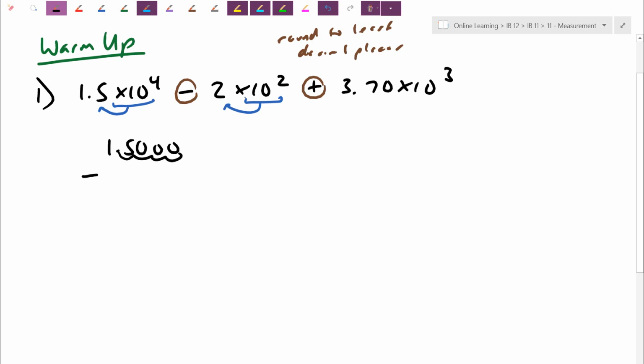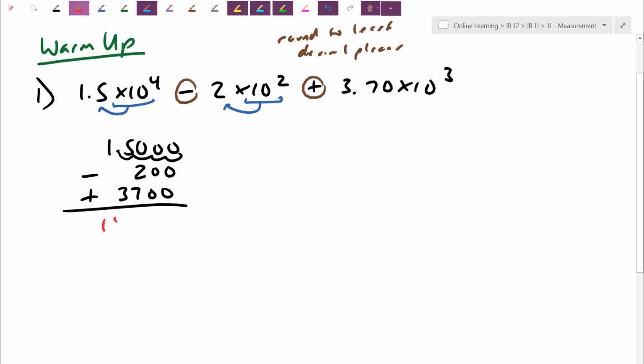Do a minus with 2 times 10 to the 2, so that number here is 200, and then 3.70 times 10 to the 3, so that means 3,700 there. Normally when you're doing this, you wouldn't do a minus and a plus directly, but again, I'm going to have my calculator so you can just punch it in fairly easily. So that's the brute force method. 15,000, I'm going to minus off of 200, add a 3,700, and I get 18,500.